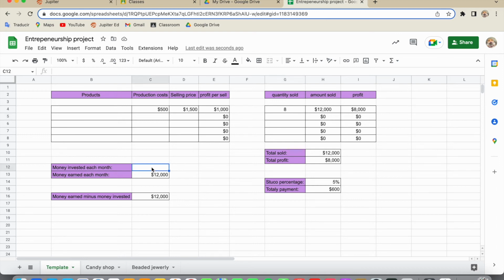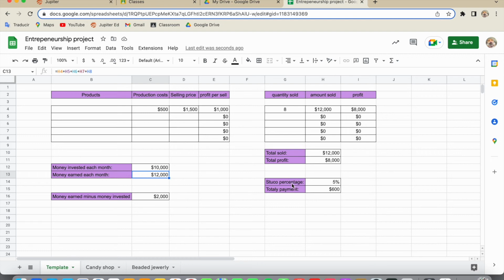Let's say you will invest 10,000 pesos every single month to sell the next month. So now you know that with these 10,000 pesos minus the money you earn, you get your net profit. Your net profit is just the money you can use for yourself. You can start budgeting or use it for whatever you want.